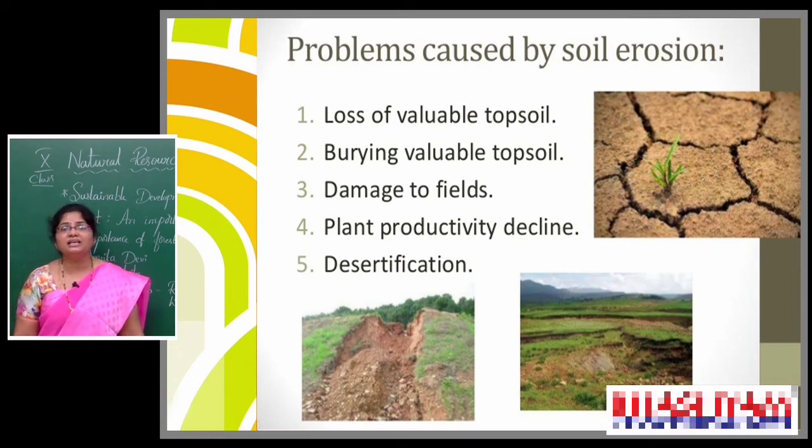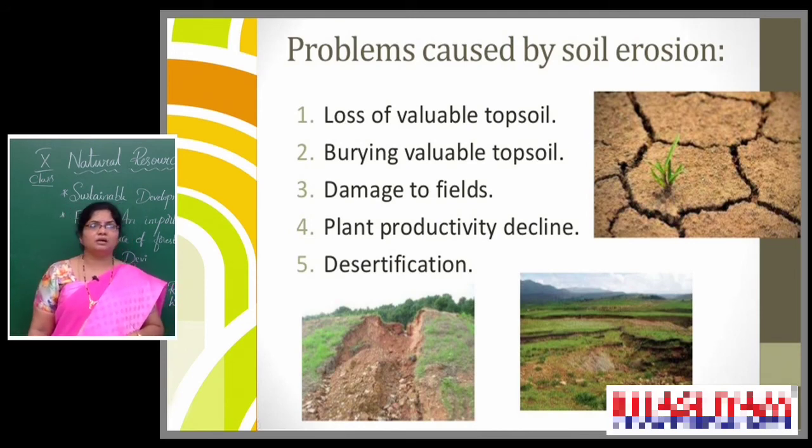That means we can't get proper benefit from agriculture. Plants can't grow, they can't give any yield. So, that is why soil erosion is one of the biggest problems. It gives so many drawbacks. Because of soil erosion, we can't get proper production from the agricultural areas.